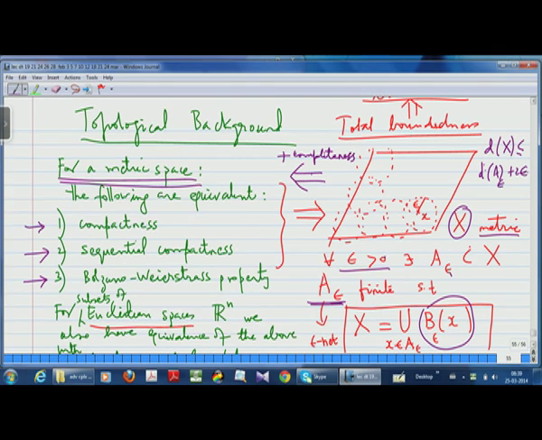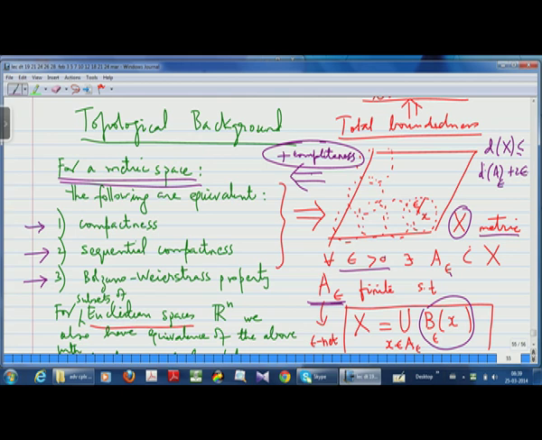Now the point is, from total boundedness, how do you get back compactness? Can you get back compactness? The theorem is that you can get back compactness with this extra condition: suppose your space is totally bounded and complete, then it is compact. It's a rather powerful theorem.